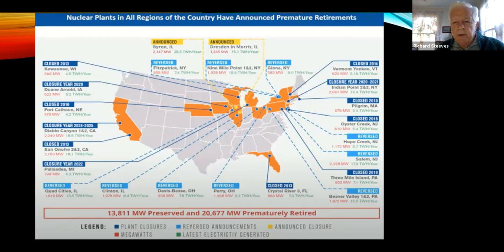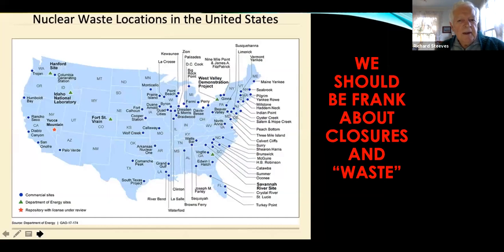I think Michael Schellenberger should be given some credit for some of these reversals. He's really worked hard on that. So at the bottom, it summarizes that 13,000 megawatts were preserved of the 20,000 that were prematurely retired. So that's encouraging. But preserved for how long? That's the big question. The other thing that we need to be frank about is closures and waste.